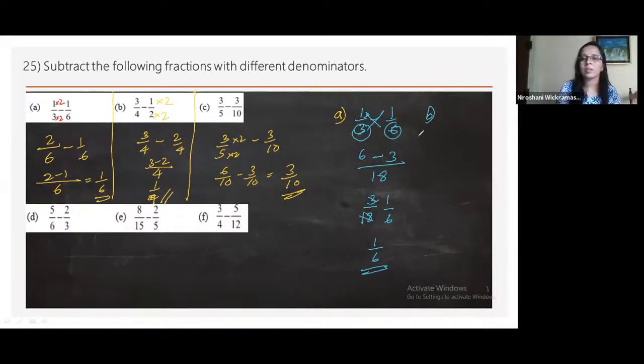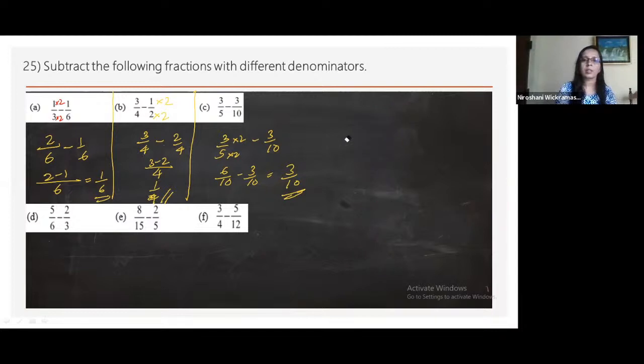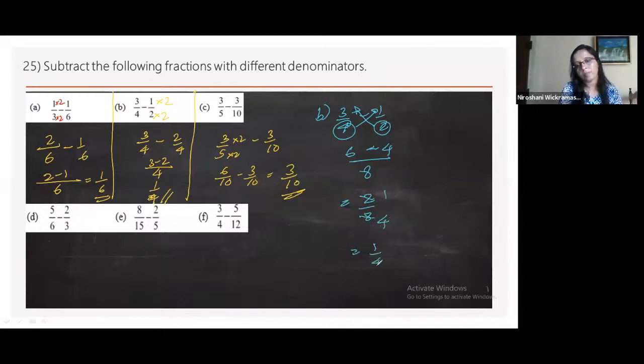I will erase this and do B. 3 over 4 minus 1 over 2. 2 times 3, 6. 4 times 1, 4. Divide by 2, 1/4.